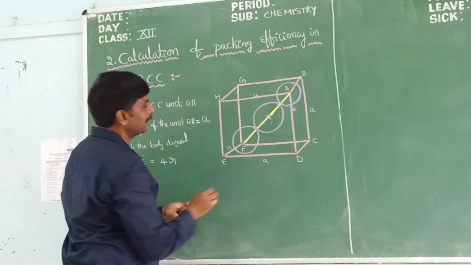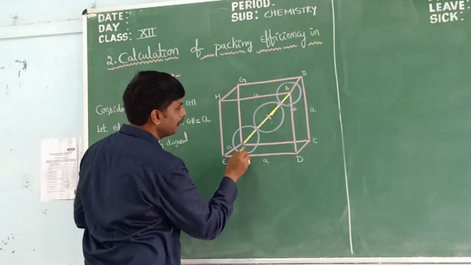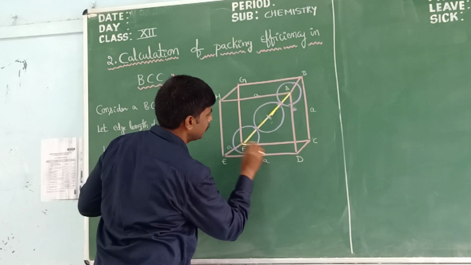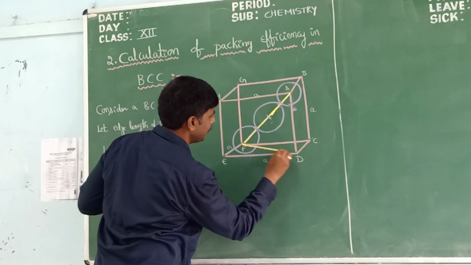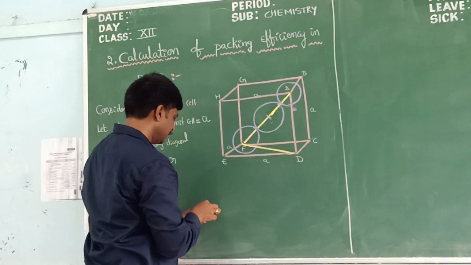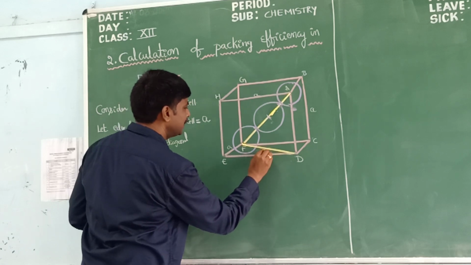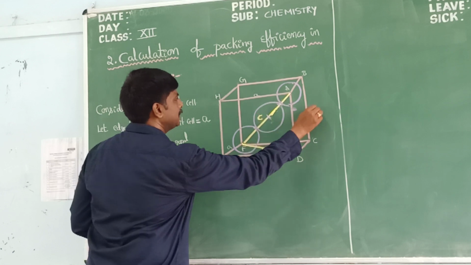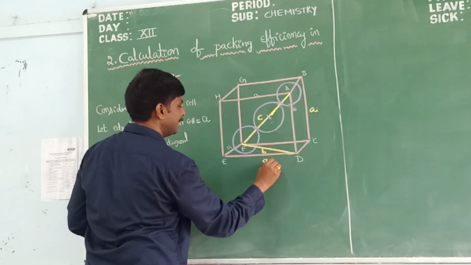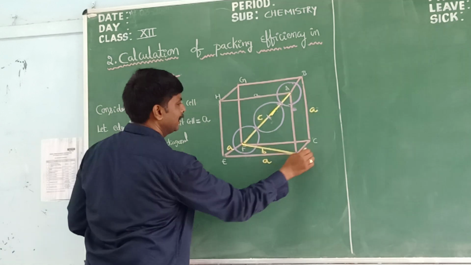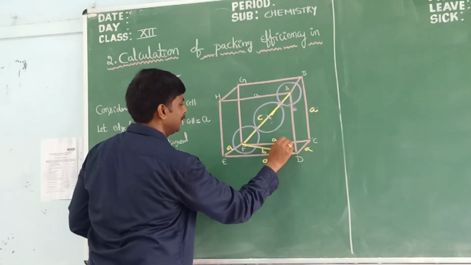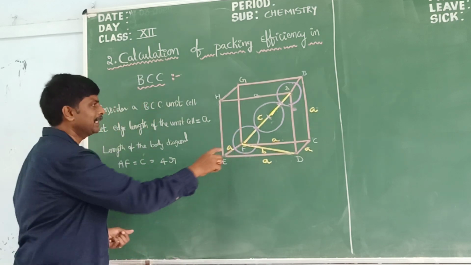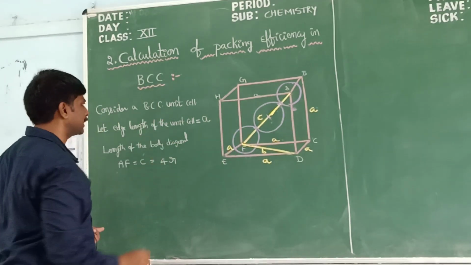Now, I will join these two also, D and F, FD. So, this is the space diagonal B, this is the body diagonal C, and this is A, the edge length. So, this is the diagram for this BCC system.